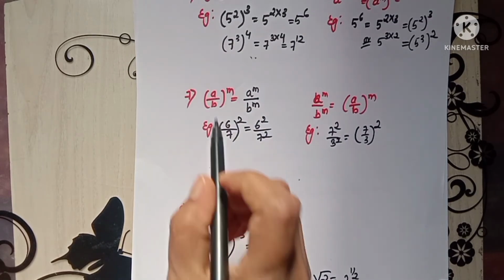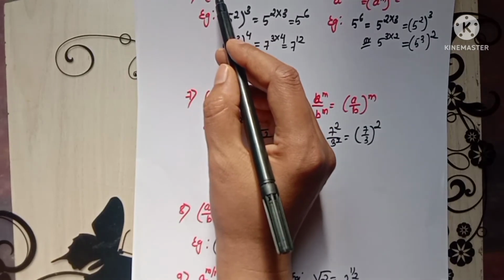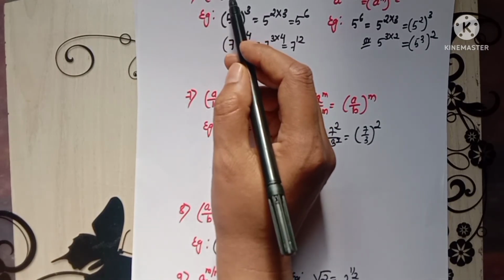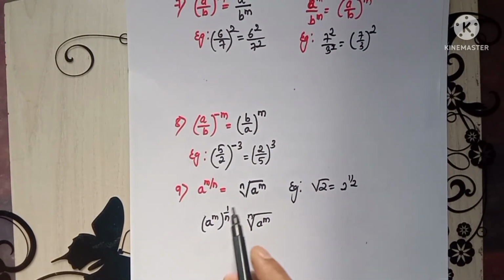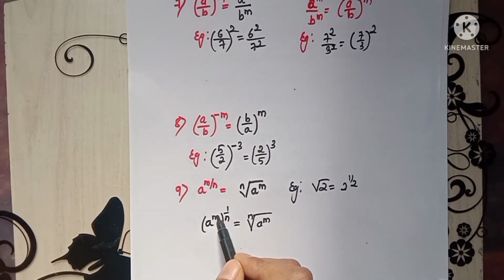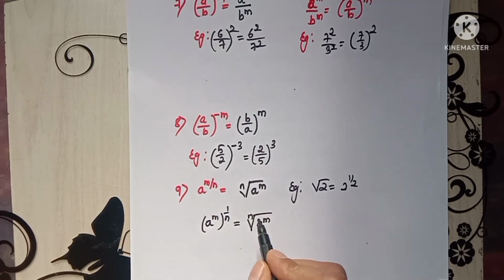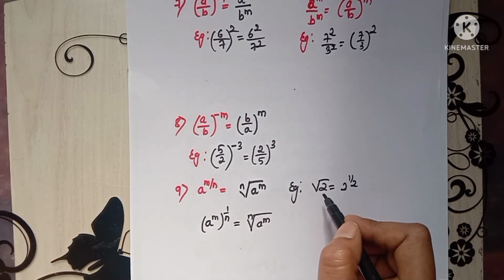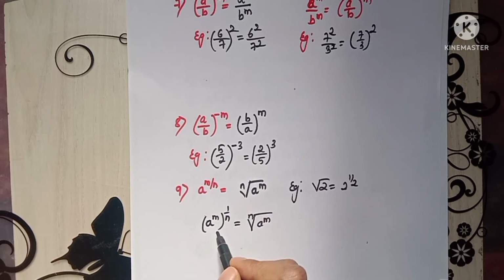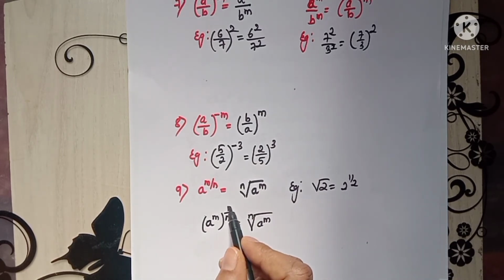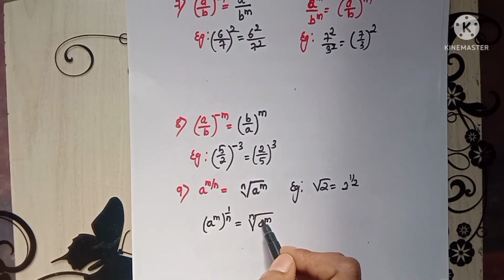According to the 6th one, what is the 6th one? (a to the power m) the whole bracket n is equal to a to the power m into n. Therefore, here also we have written a to the power m, bracket 1 divided by n. So, as I said, square root of 2 is 2 to the power 1 divided by 2. So, here also a to the power m, we have 1 divided by n. So, this will be the nth root of a to the power m.